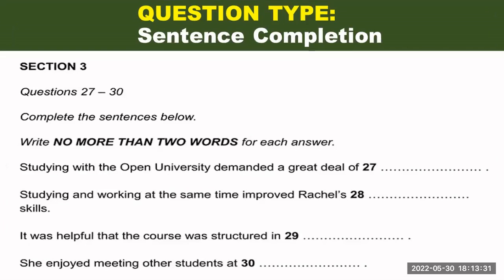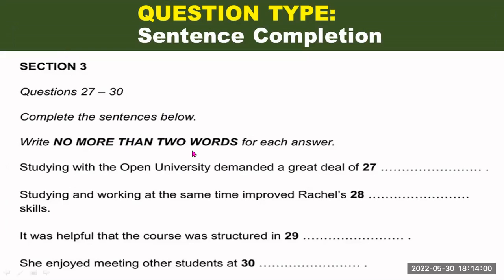Now, you can see that this is exactly what the sentence completion question looks like in the IELTS Listening Test. Here you find section 3, questions 27 to 30, and you are asked to complete the sentences below. Now take particular note of the instruction here. Write no more than 2 words for each answer.